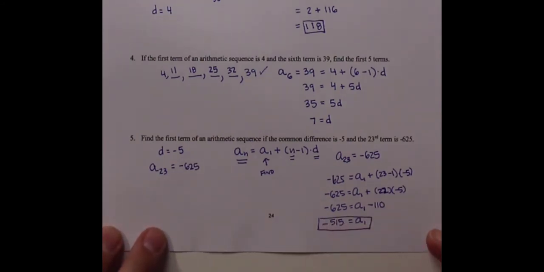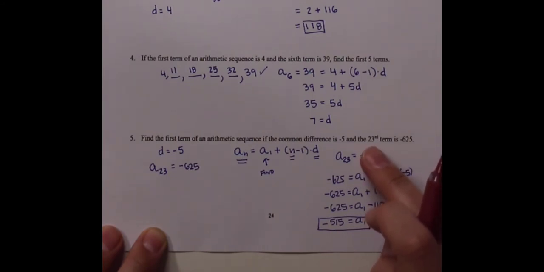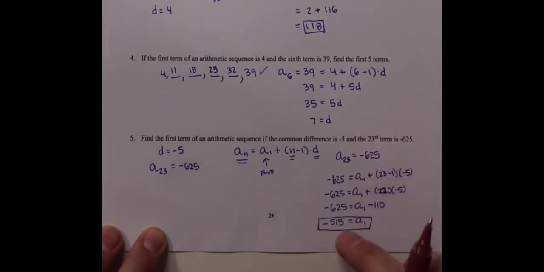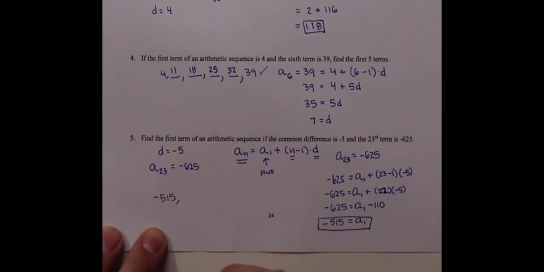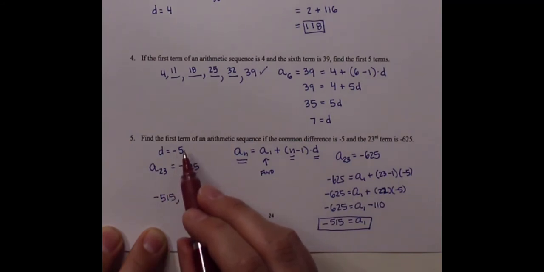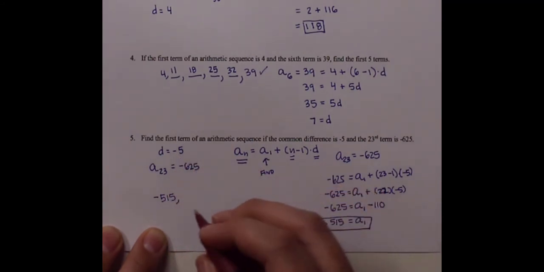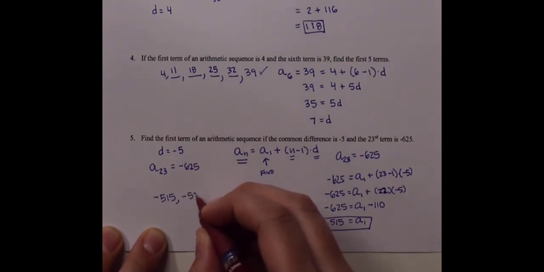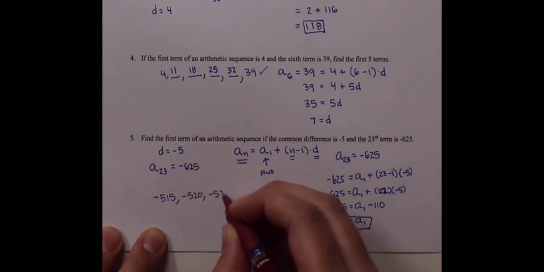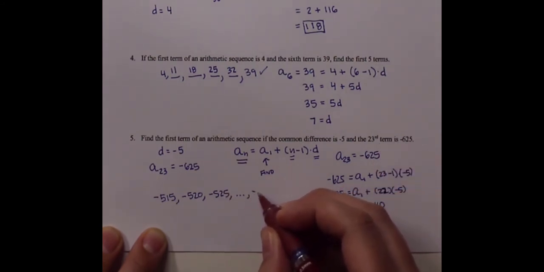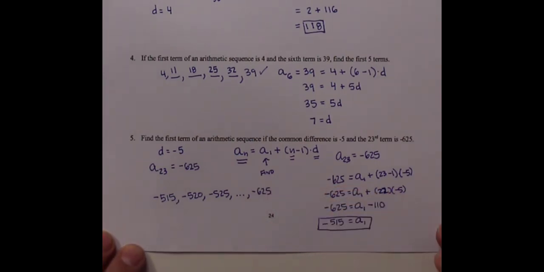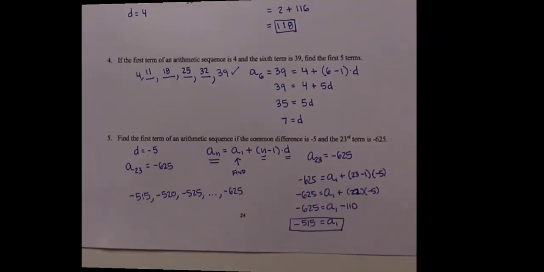This sequence is a little funny because we haven't seen numbers this big before, but it's just because we were given some information about a term way down the line of the sequence, and we never knew the first term. If you wanted to see what it looked like, the first term is negative 515, and the difference is negative 5, so you subtract 5, and the next term would have been negative 520, then the third term would have been negative 525, and so on, all the way down to the 26th term, where we would have seen the negative 625. Okay, so that's arithmetic sequences.